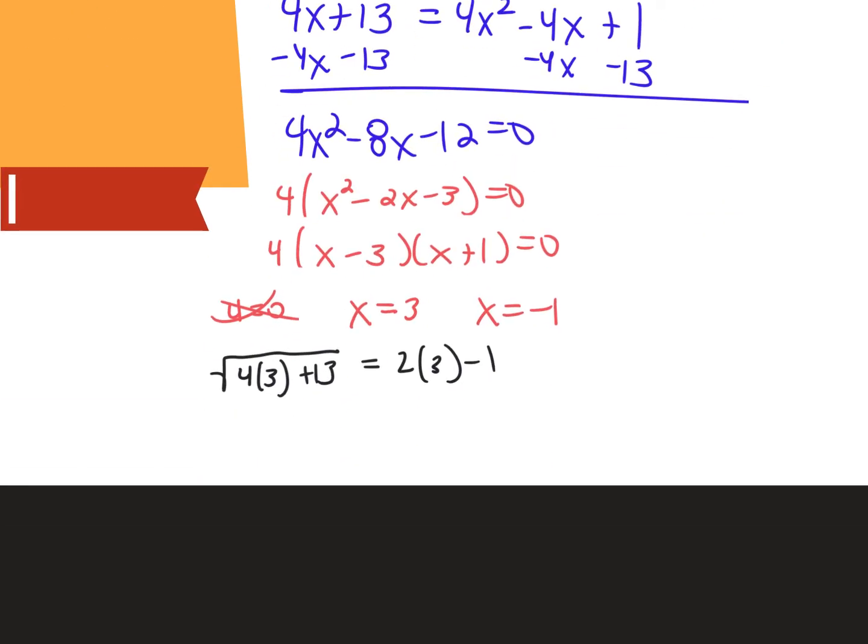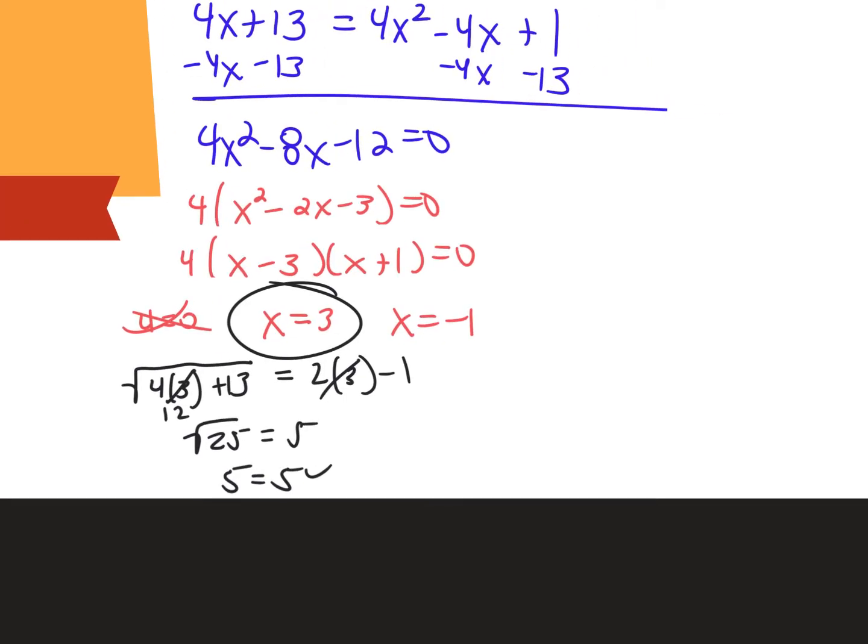So 4 times 3, 12. 12 plus 13. Okay, so square root of 25 over here, and then 6 minus 1 is 5. What's the square root of 25? 5. Does 5 equal 5? All right, so 3 is good, valid. We like it. Let's do negative 1.